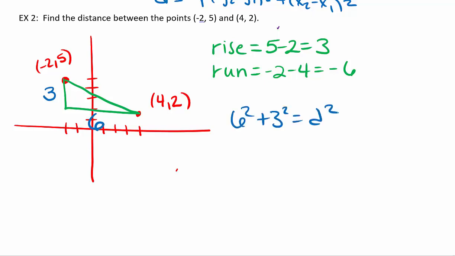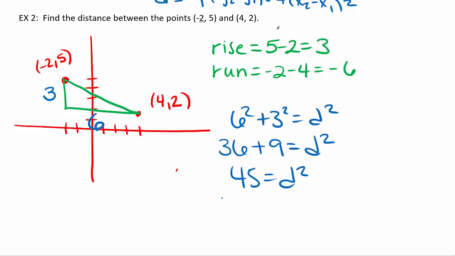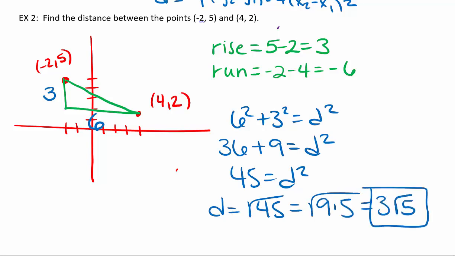So using the Pythagorean formula, 6 squared plus 3 squared is distance squared. 36 plus 9 is 45. So our distance is the square root of 45. And we can simplify that because 45 is 9 times 5. Root 9 turns into a 3. And so the distance between those 2 points would be 3 root 5.